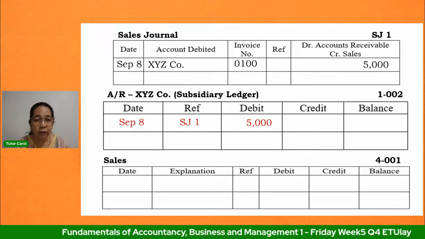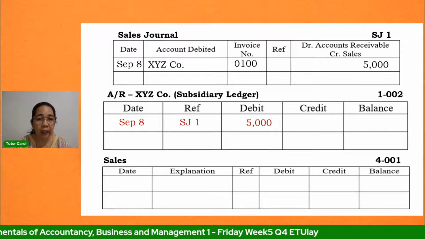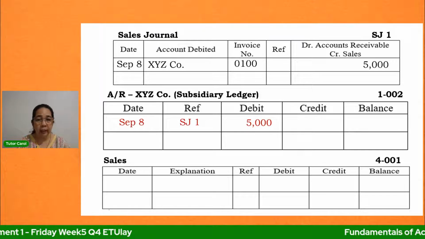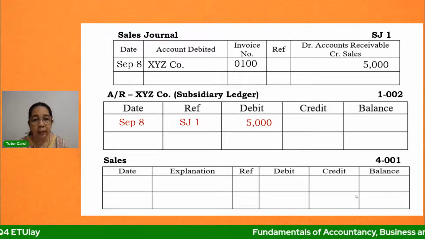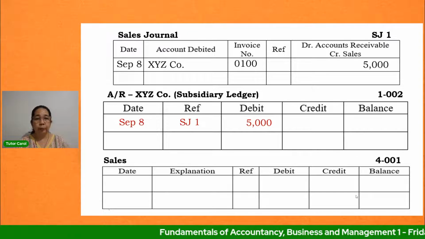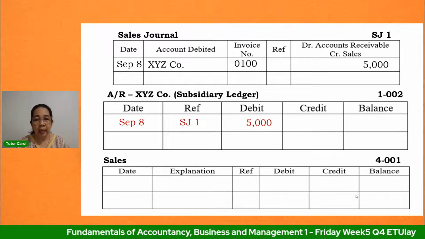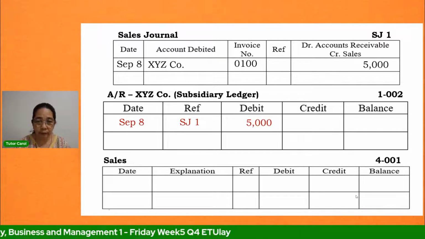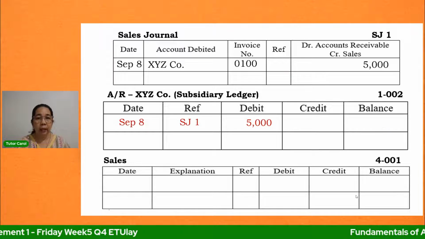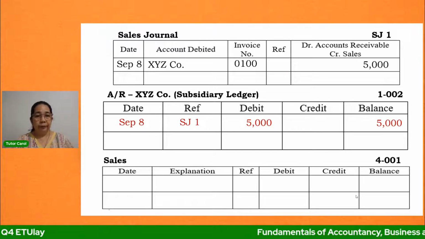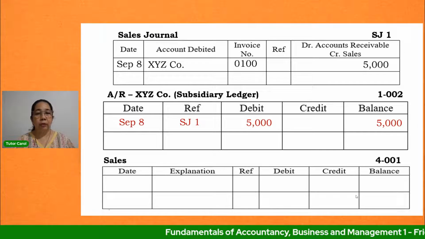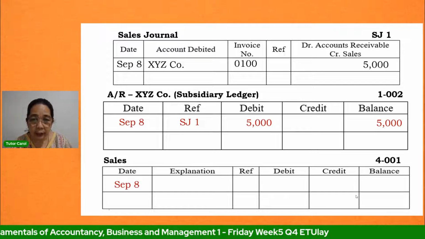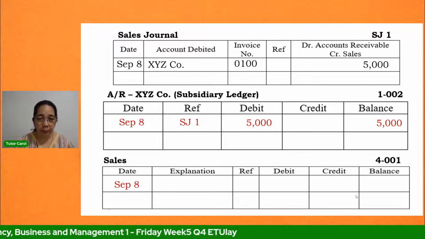Particularly because this accounts receivable subsidiary ledger is for XYZ company. Okay, so XYZ company will no longer be put in any of those columns. Okay? Then just forward the balance of 5,000 pesos. Okay, next, we go to sales, since there are credit sales in the sales journal, September 8.